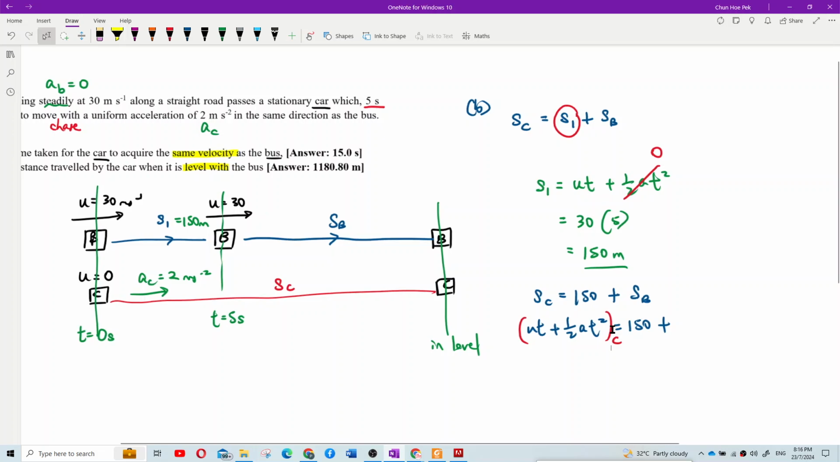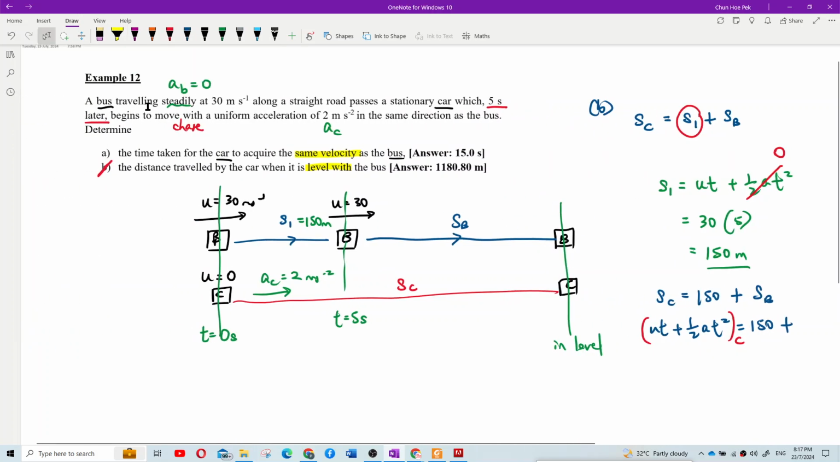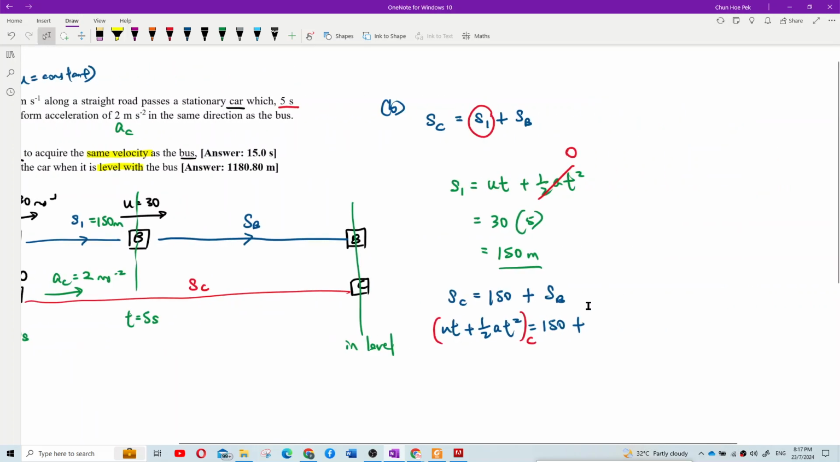Okay, and then displacement of the bus. Displacement of the bus is also just ut, because the bus has constant velocity, because it travels steadily. Acceleration 0 means velocity is constant. So the bus has no acceleration, so it's just ut. This is the bus's.